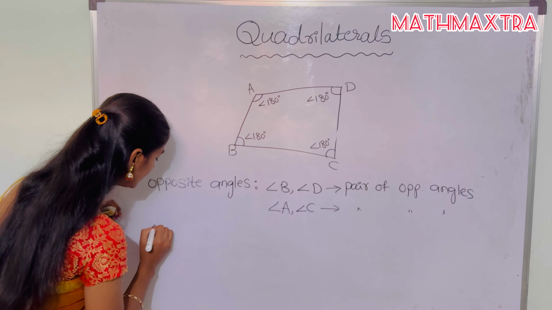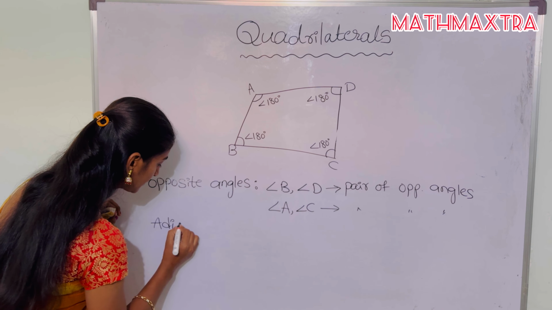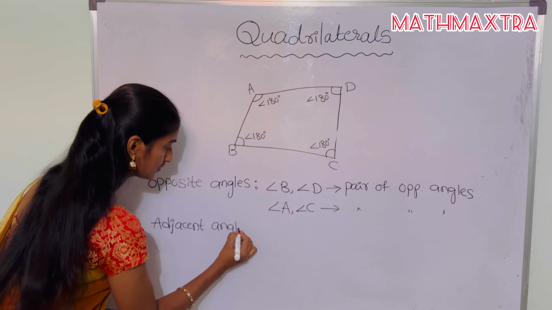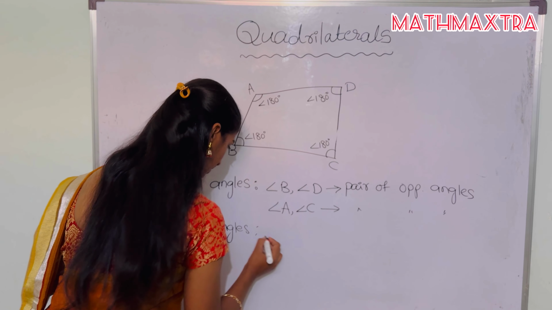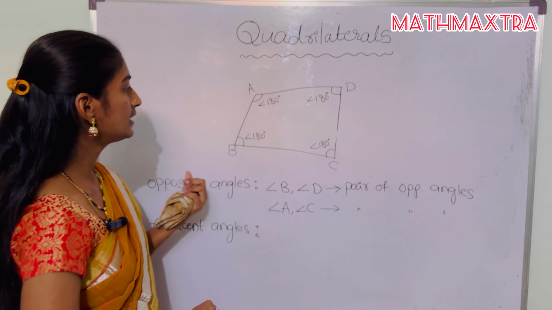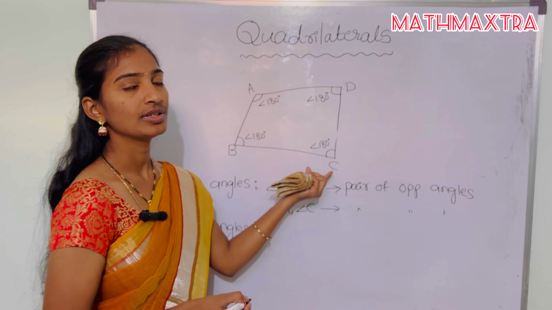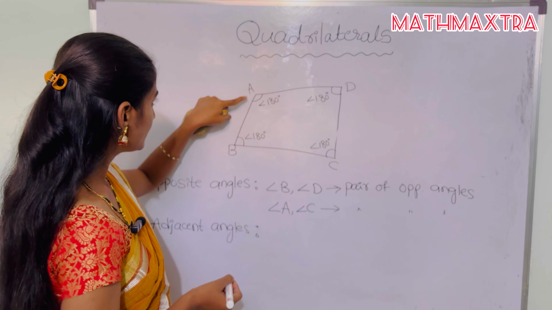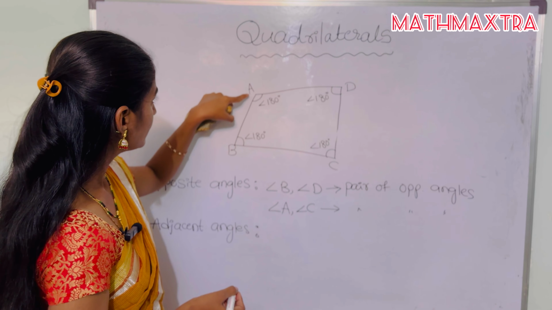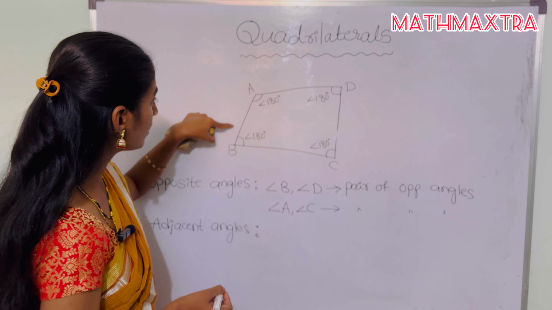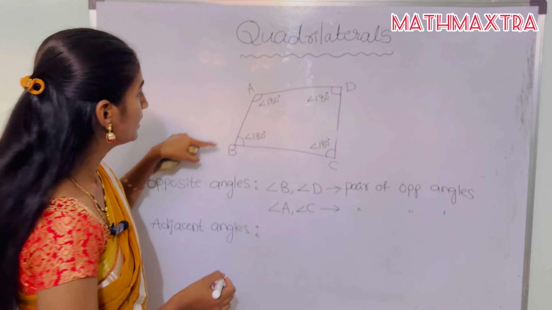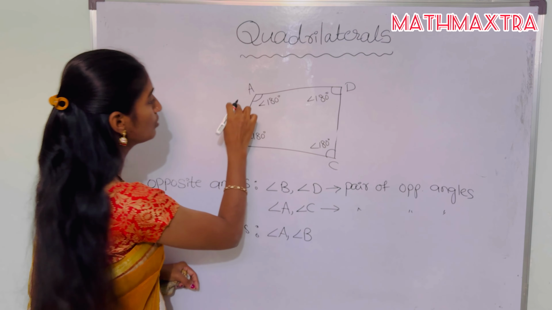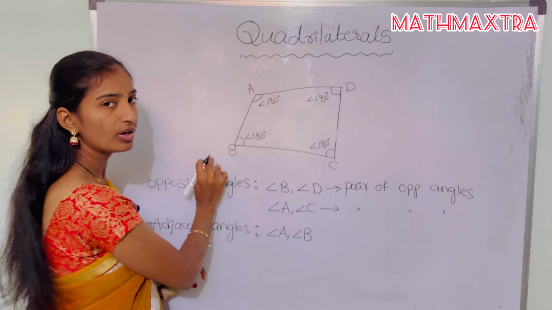And what are adjacent angles? The angles which have a common arm, we call them adjacent angles. See, angle A and angle B, these two angles have a common arm AB, isn't it? That is why these two are adjacent angles.